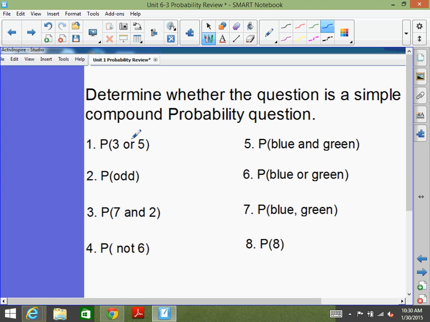So we're going to practice figuring that out. So let's look at number 1. I want you to number from 1 to 8 on your paper.